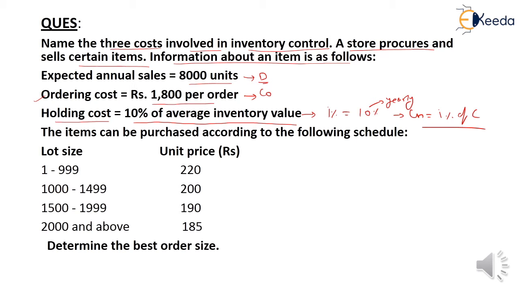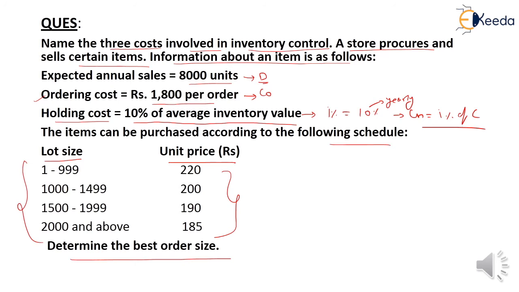Clear to all? The items can be purchased according to the following schedule. Lot size and unit price are given. Okay friends? Determine the best order size. It is a concept of the economic order quantity model with price break.